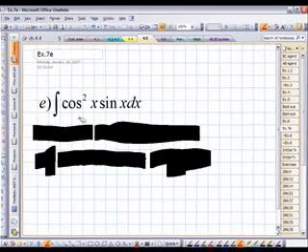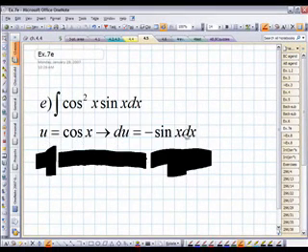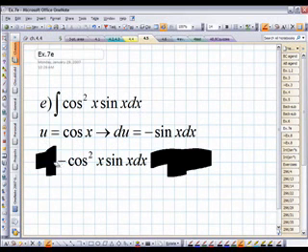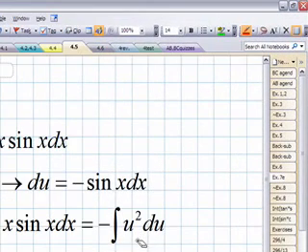Over here, same idea. Make u cosine x, so du is negative sine x dx. Well, I have a sine x dx, but I need to put a negative on the inside. So I put a negative on the inside, which means I need a negative on the outside to compensate. And so it becomes this integral. Integrate with the power rule, plug back in cosine x when you're done.